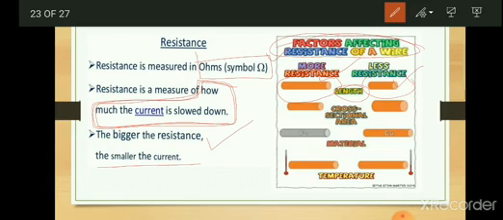Then the second quantity is the area of cross section. It means the thinner the wire, the more the resistance. The thicker the wire, the less the resistance. I will give one similarity for this.